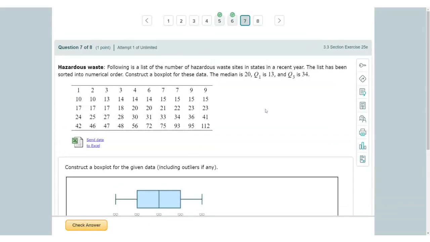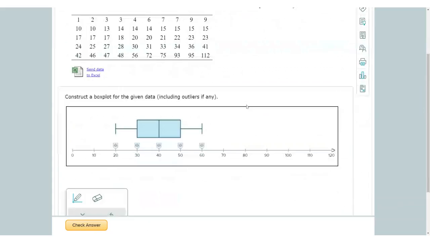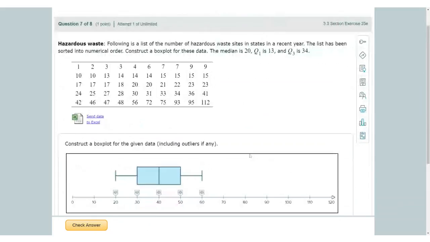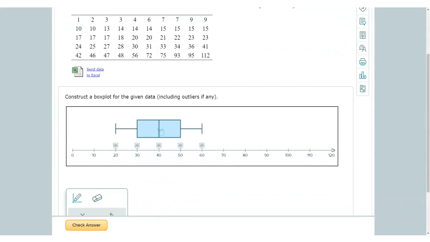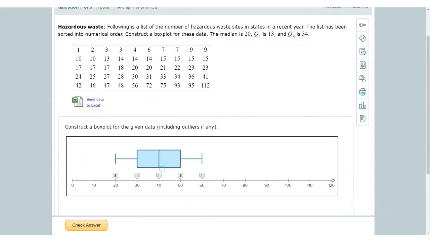Probably do this last one. All right. The good thing about this one is they give us everything we need here. How do you do this thing? They changed this recently, and it's a lot better than it used to be. You know what? I don't think I've ever done the box plot with this. Oh, okay.